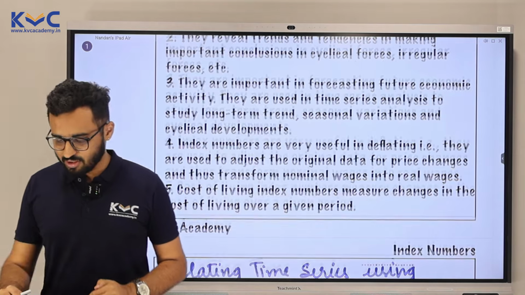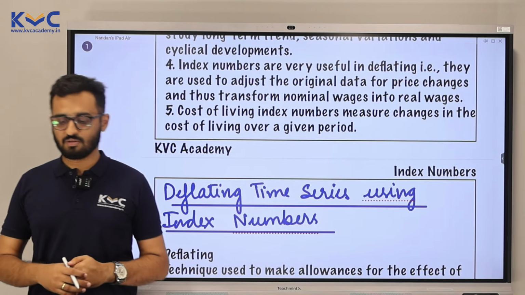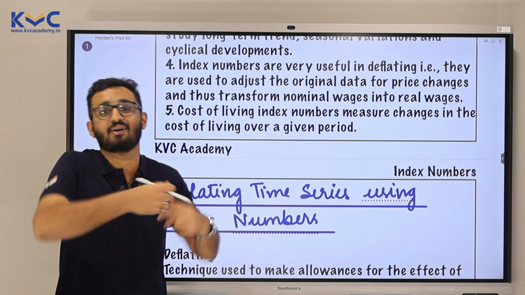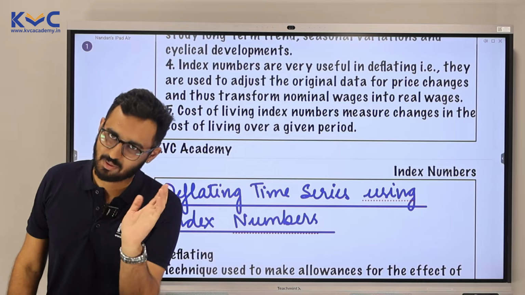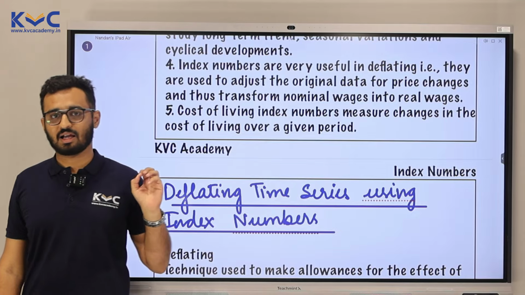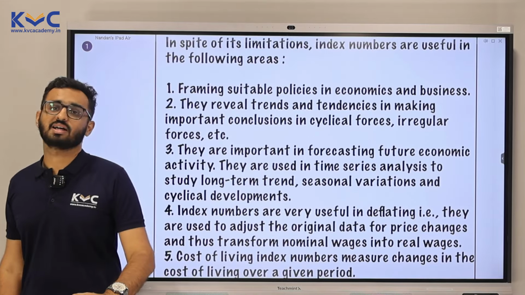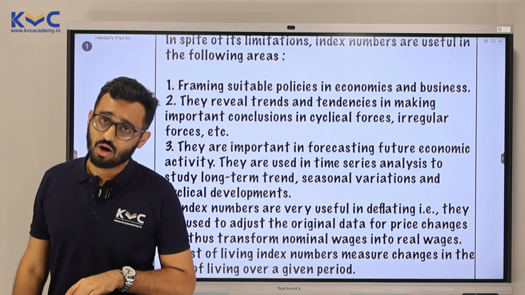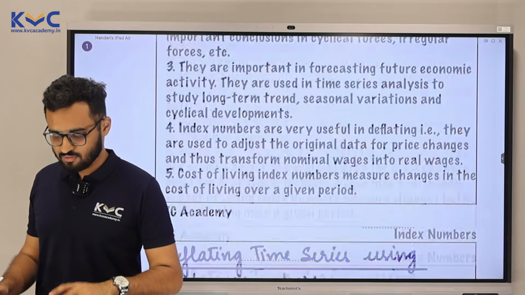And the last one, cost of living index numbers measure changes in the cost of living over a given period. So there is an index which is called the cost of living index. That means the cost of living, right? How do you live? How much cost is incurred in living? Basically, the day-to-day household expenditure. So that gives you a very clear picture about which city, how much they are consuming, how much they are spending, and stuff like that. So these are some advantages or uses of index numbers. So that was about the limitations and the usefulness.